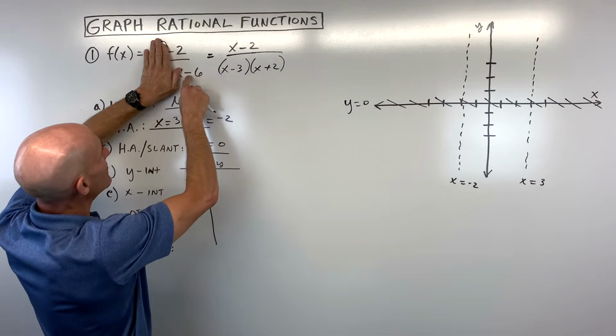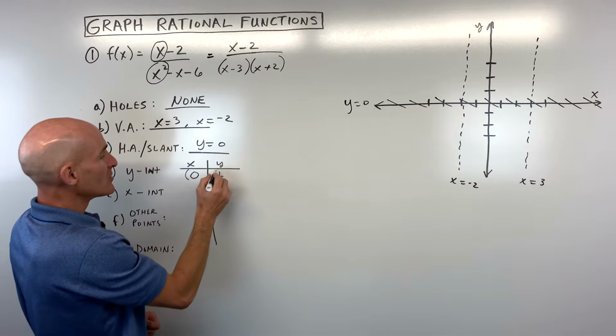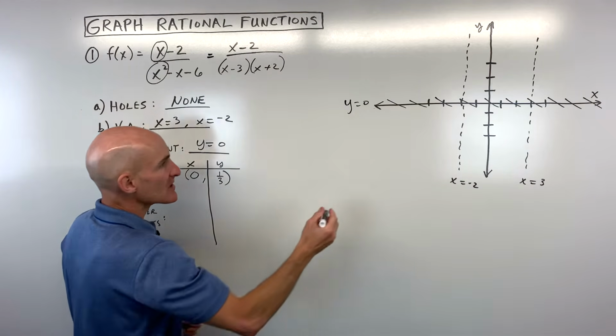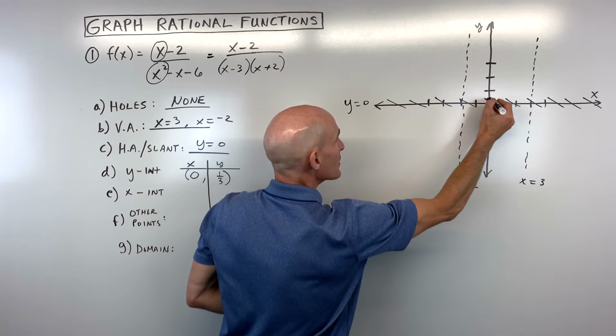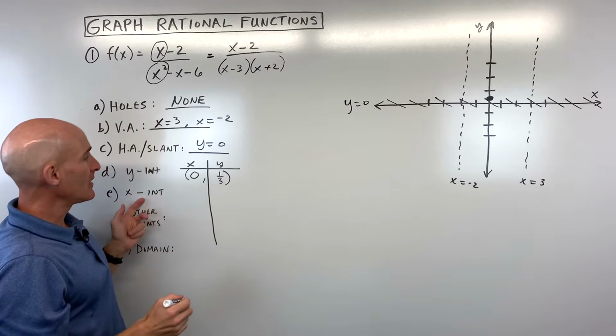And you can see we have negative 2 divided by negative 6, which is 1/3. So there is our y-intercept, (0, 1/3), which is right about here. Now for our x-intercept, we do the opposite.